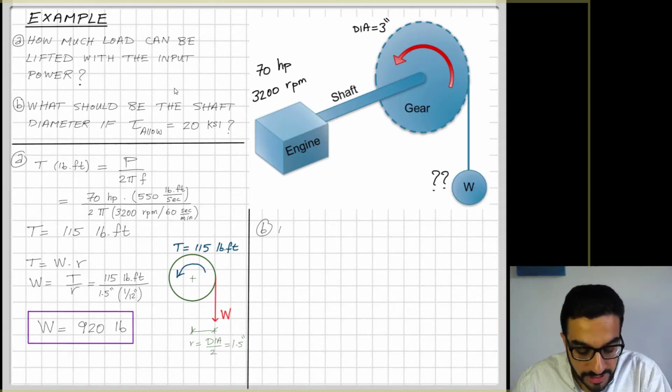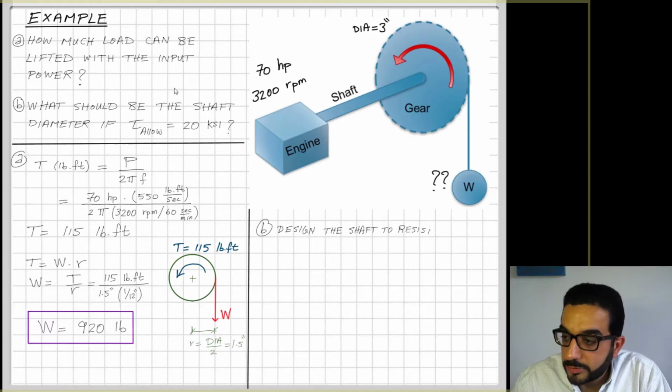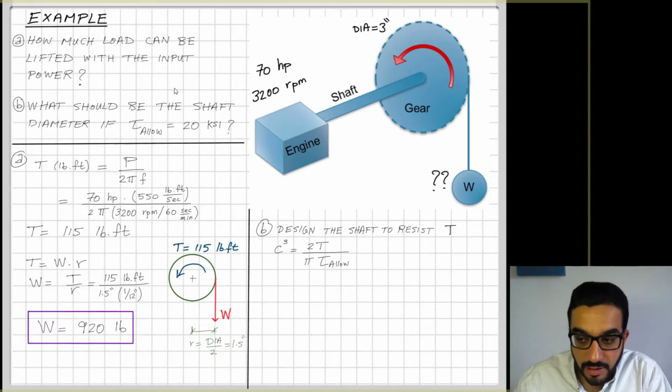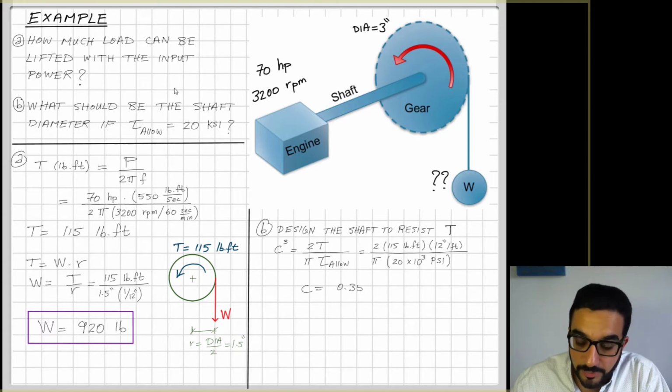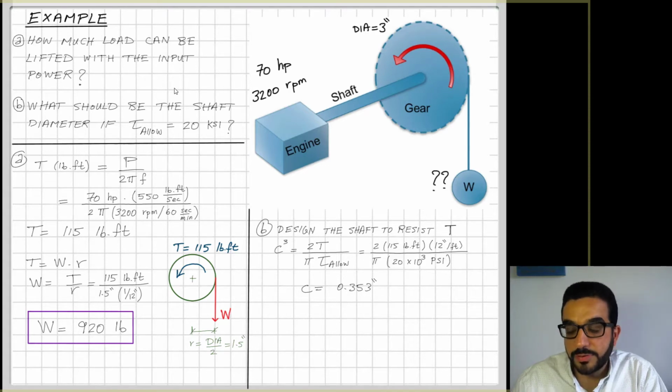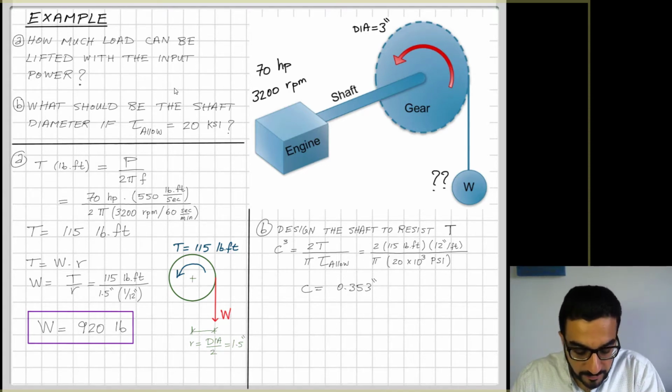So that's part A. Part B is designing the shaft to be able to resist this torque that I just calculated. Using that generic formula that I spent effort to formulate, I can now use it over and over again whenever I need to design a shaft. C here is the radius, but I'm looking for the diameter, so pay attention to that. Plugging in the values, making sure all the units comply. I'm dealing here with tau allow in PSI, pounds per square inch, so I need to bring the feet to inches, and that will give me that the radius of the shaft is 0.353 inches, at least.